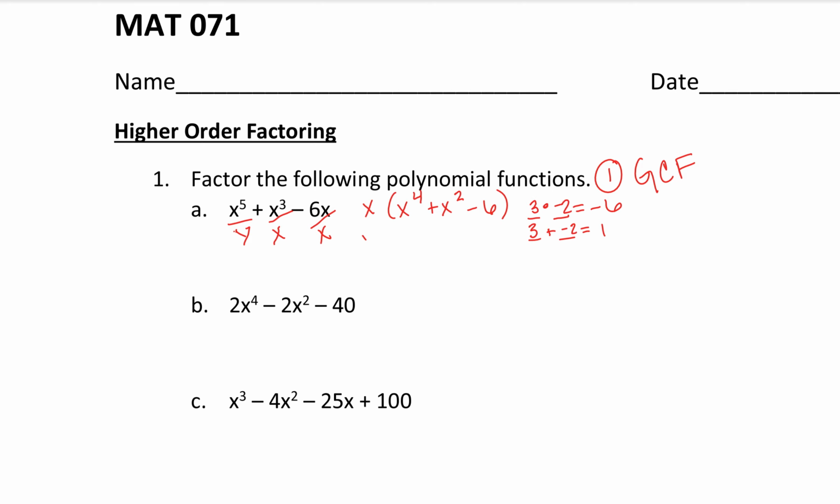The only thing that is different is when I go to create my factors, I know that I have to multiply the first term times the first term, so they have to equal an x to the fourth. So it has to be an x squared plus 3 and an x squared minus 2, and that's it.